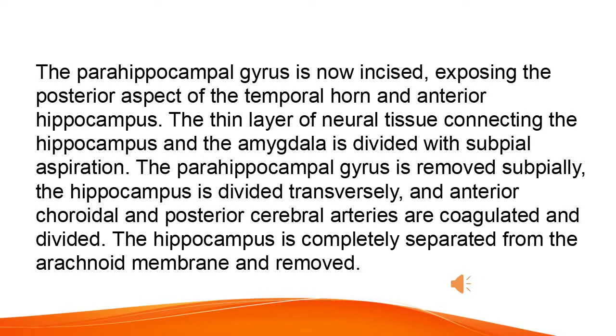The parahippocampal gyrus is removed subpially, the hippocampus is divided transversely, and anterior choroidal and posterior cerebral arteries are coagulated and divided. The hippocampus is completely separated from the arachnoid membrane and removed.